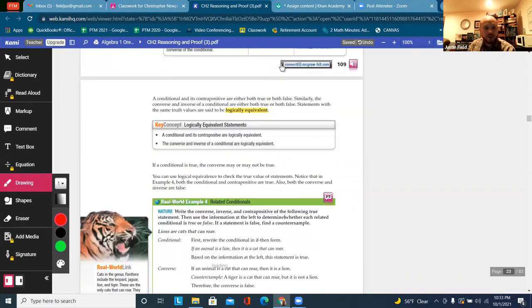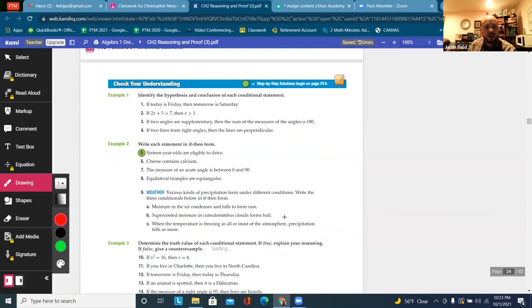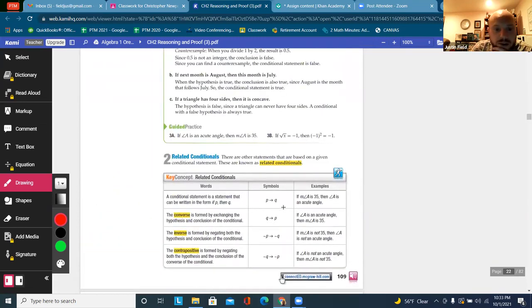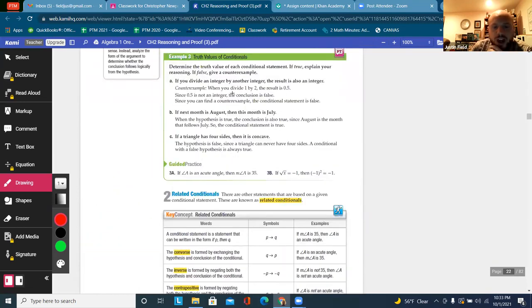Okay, example 3 and example 4. Truth values of conditionals. Determine the truth value of each conditional statement. If true, then explain your reasoning. If false, give a counterexample. Remember those? Okay, so let's do the guided practice here.